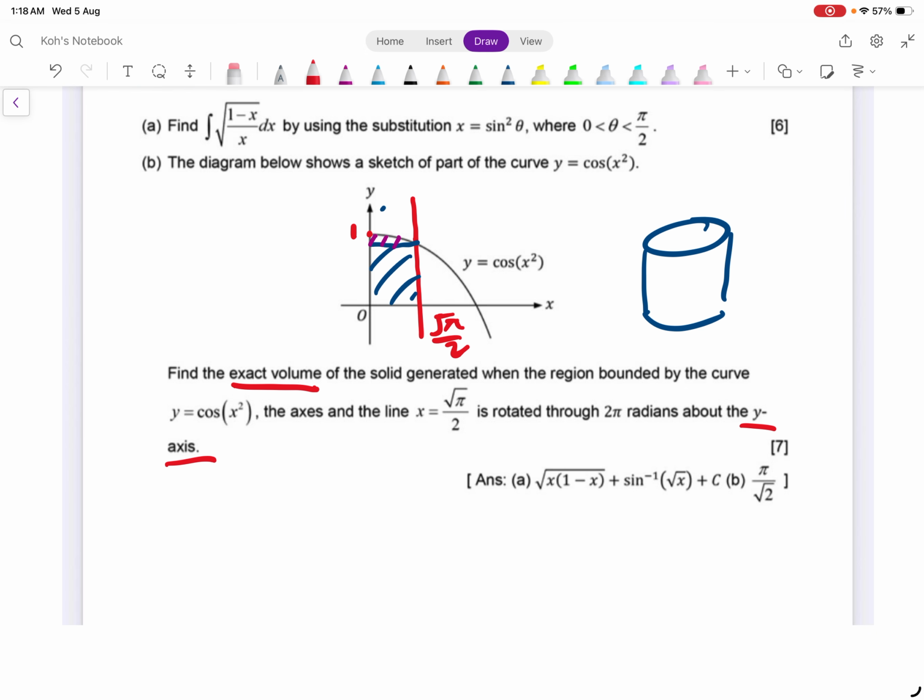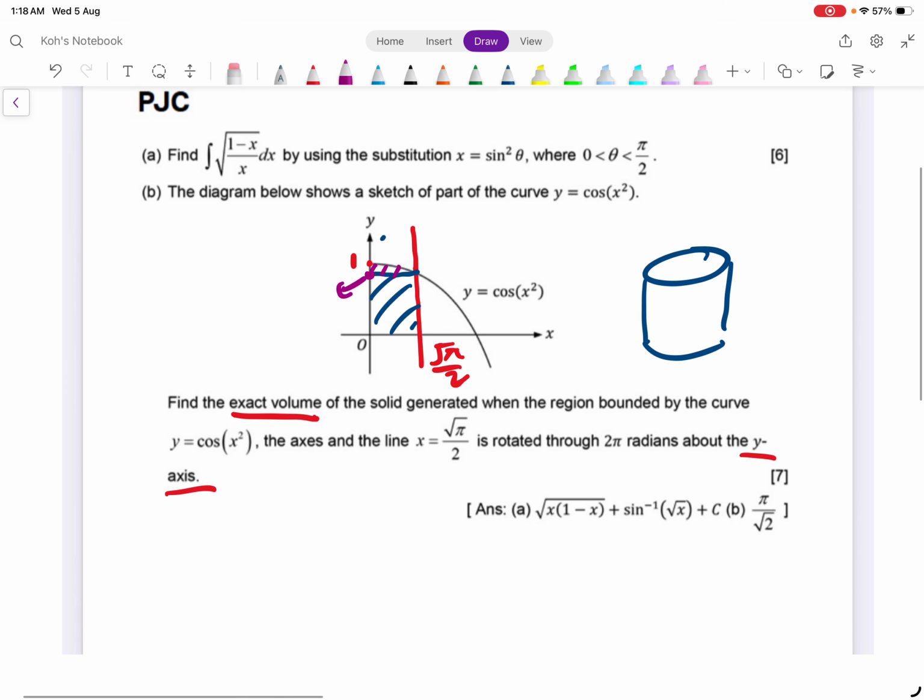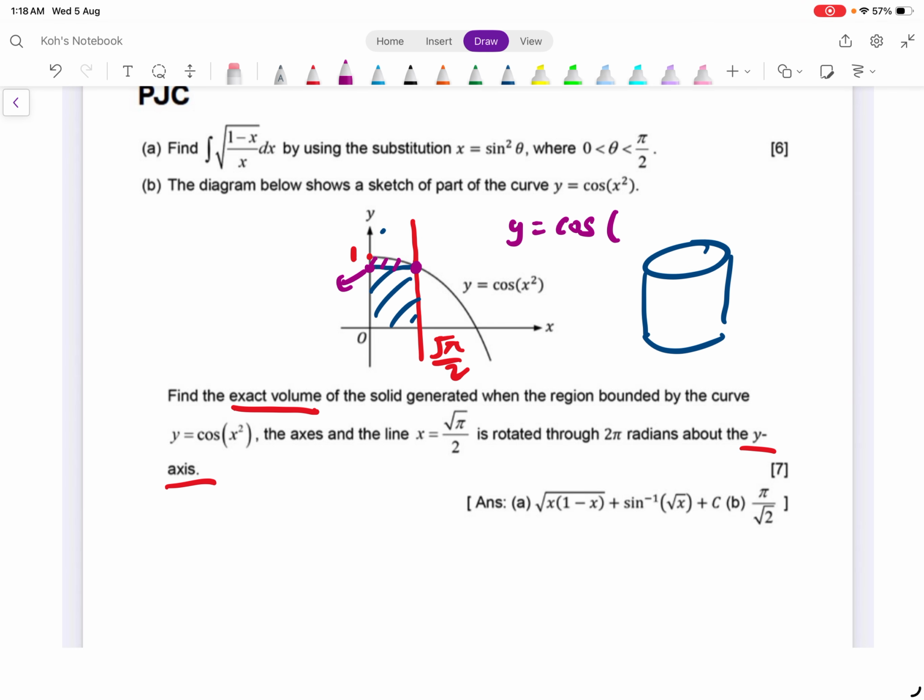Okay, then for this part here, you can see that the x coordinate is square root pi over 2. So you put y equals cosine of square root pi over 2, squared. The whole thing squared is just pi over 4. So you do the calculation, cosine 45 degrees is 1 over root 2. So this part is 1 over root 2.